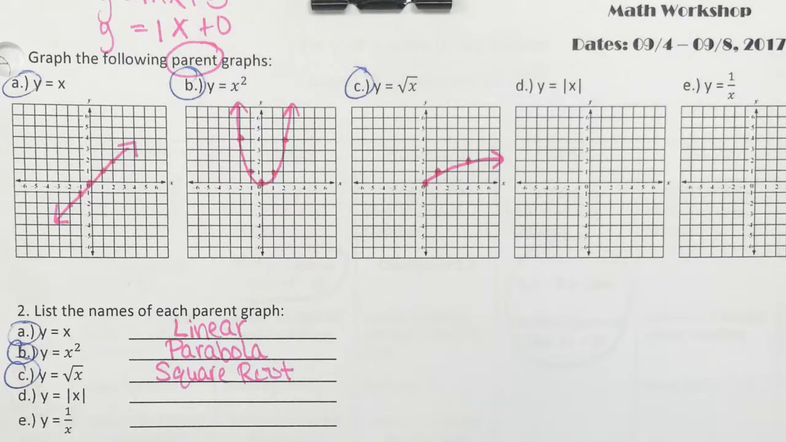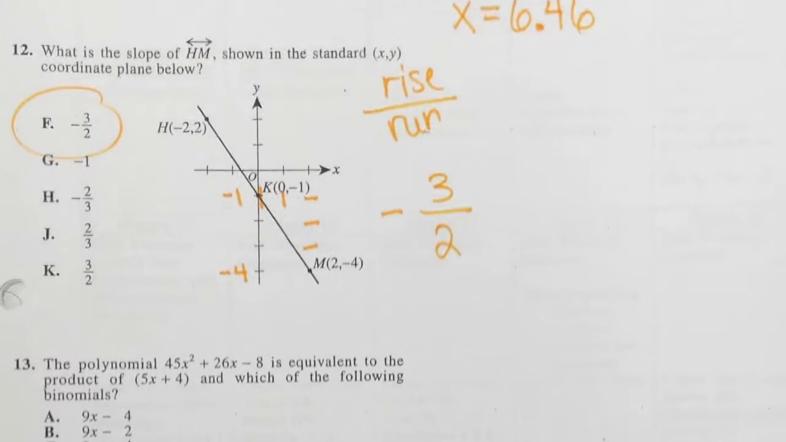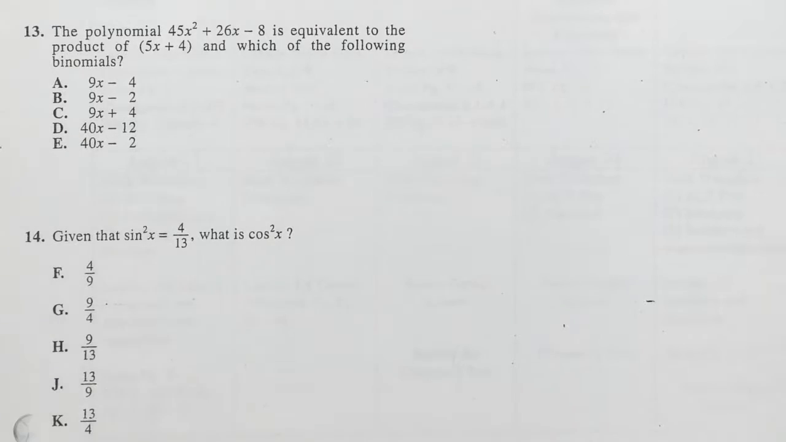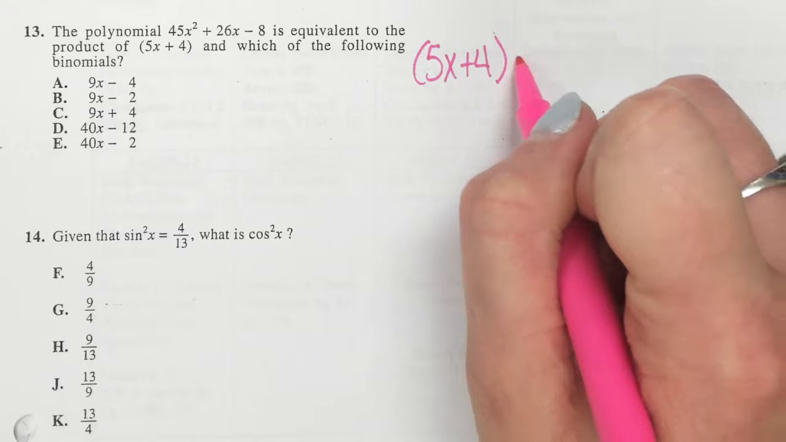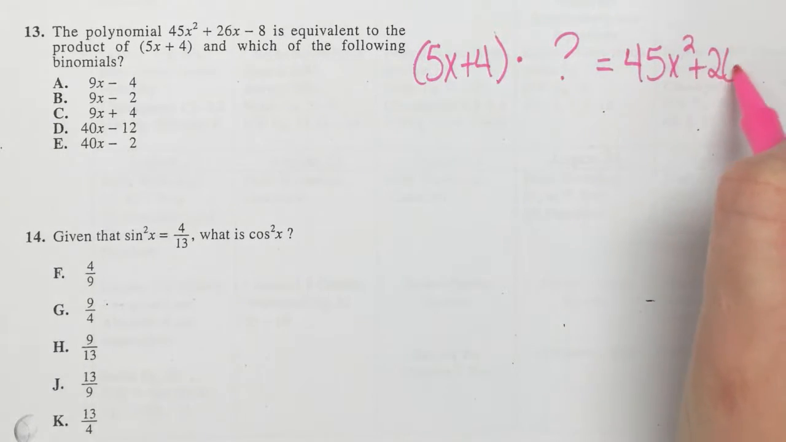Go ahead and put that up. So what else do we need to do? We need to go over our ACT. What's that called again? Square root, yeah. All right, ACT, number 13 and 14. All right, 13 was just foiling backwards. So it said 5x plus 4 times what equals 45x squared plus 26x minus 8.